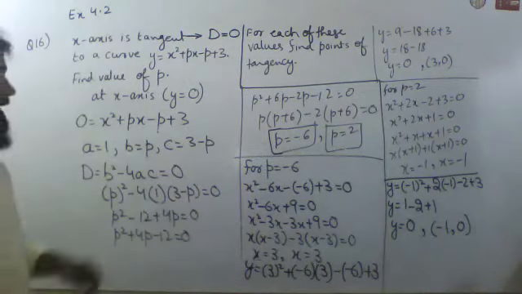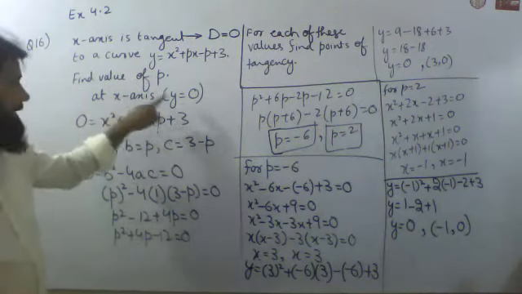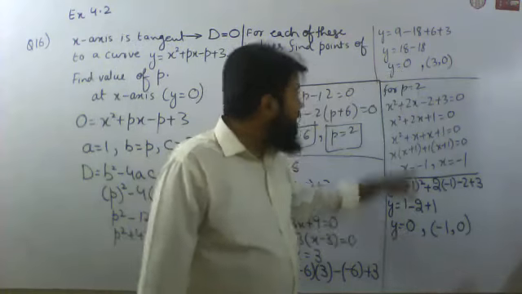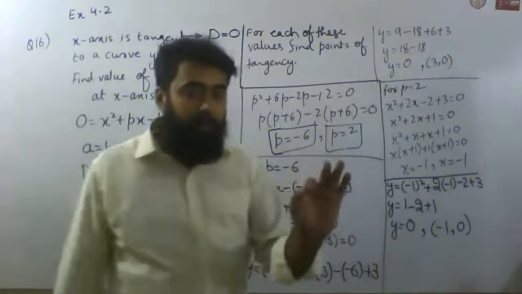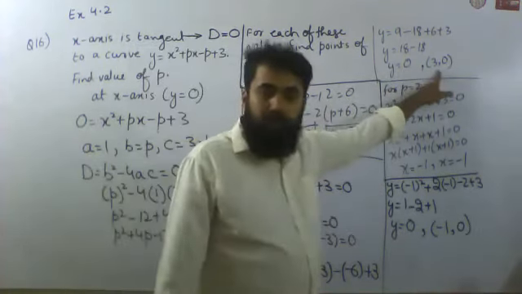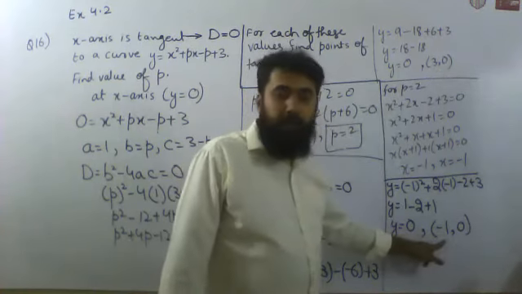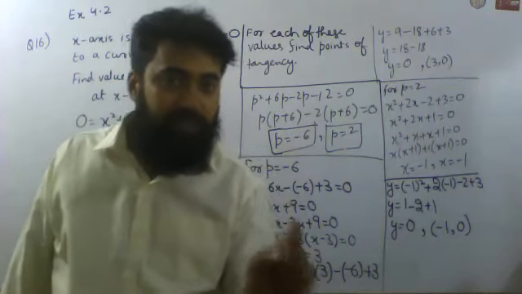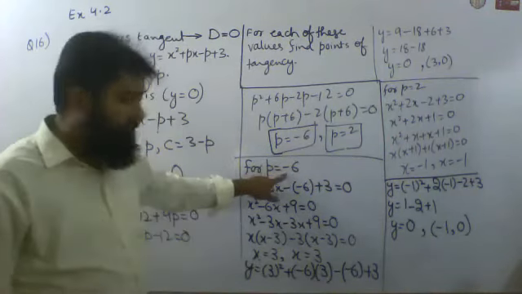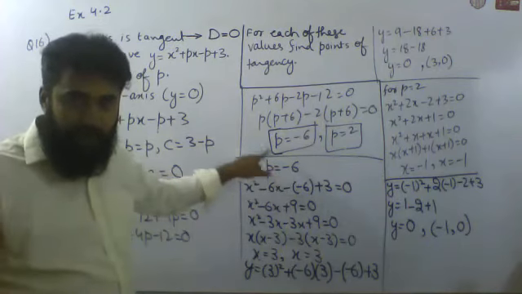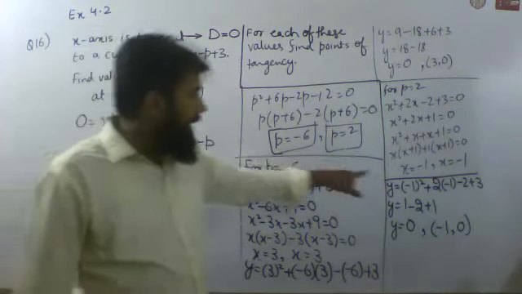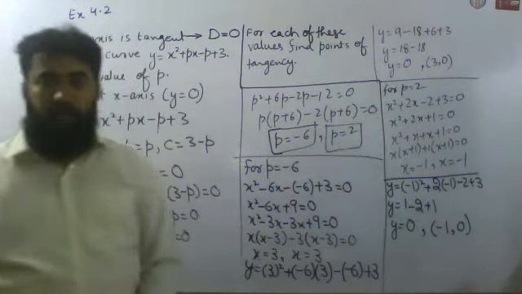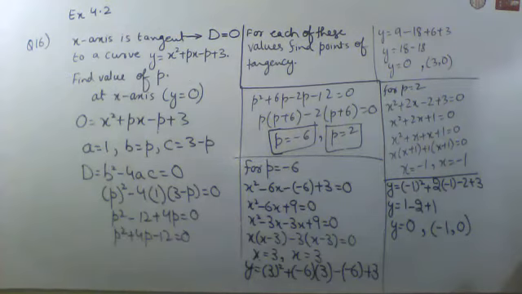And see, in the start I have taken at x-axis y is 0. So you can see also that both values of y are coming 0. One point of tangency is 3 comma 0. The other point of tangency is minus 1 comma 0. Why have I got this difference? Because for the first one I was plotting p equals minus 6, which was this result, and then I plotted p equals 2, which is this result. This is how you are going to complete this one.